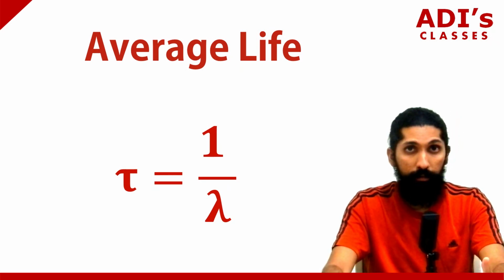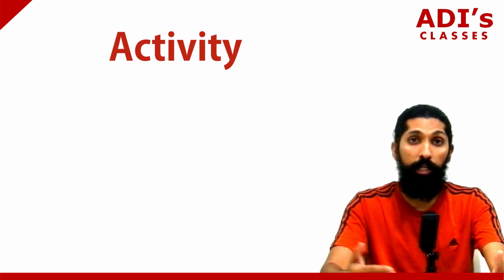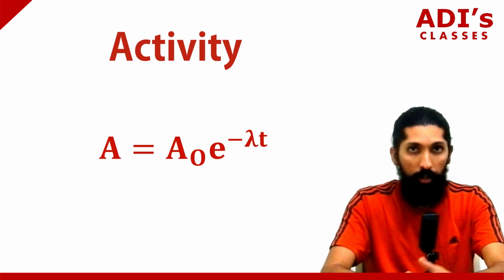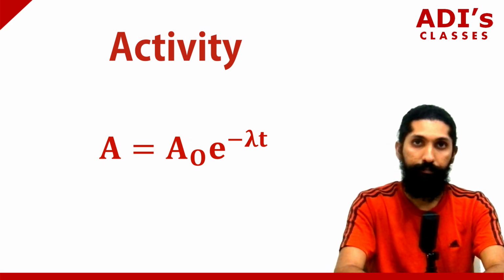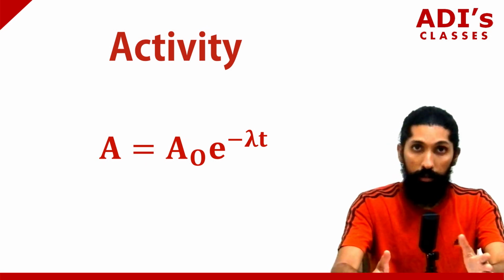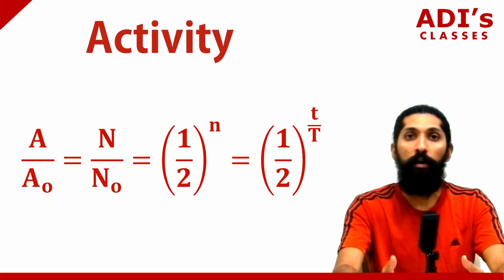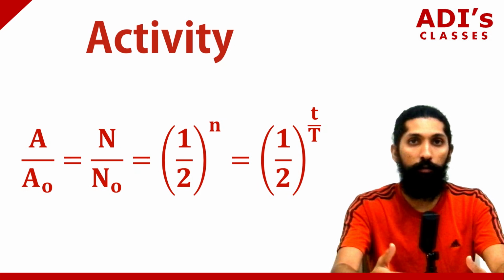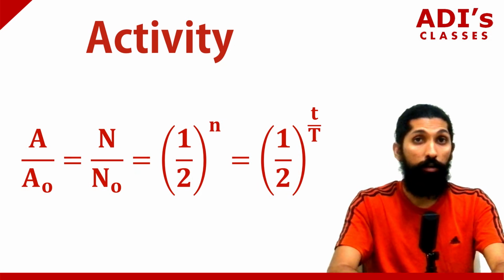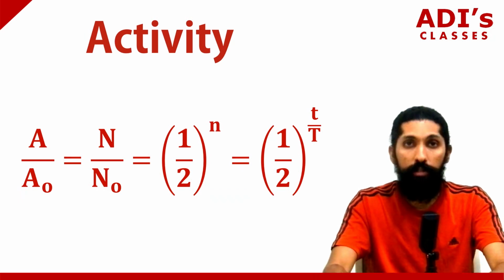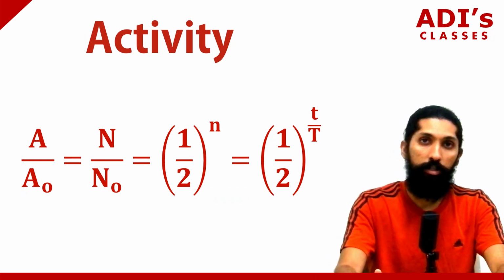Now comes the activity. How quickly is the radioactive element decaying? Is it very quick or very slow? That's given by A is equal to A naught e power minus lambda t. Correct? Now, the general formula: A by A naught is N by N naught, half to the power of n, or half to the power of t by T. So, once you have this, you are now very clear about radioactivity.